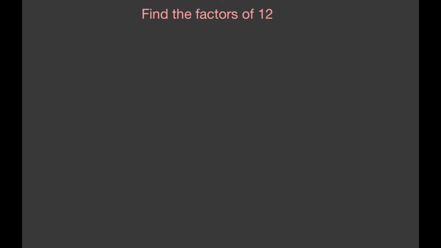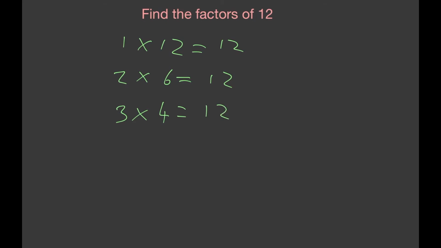First we'll start off with 1 times 12, which will give us 12. And we know that 12 is an even number, so 2 times another number, which we know will be 6, will give us 12. Is 3 a factor of 12? Yes, 3 is. So 3 times 4 will give us 12. Are there any other factors of 12? No, there's not, because these are the only numbers that can multiply together to make 12. So we can write out our factors of 12 to be 1, 2, 3, 4, 6, and 12.